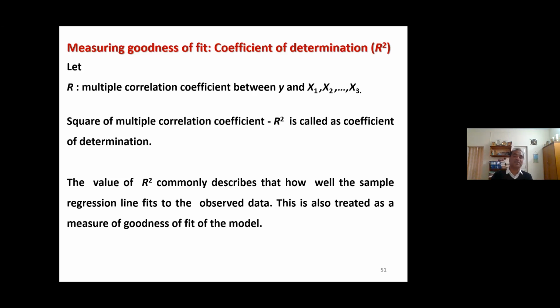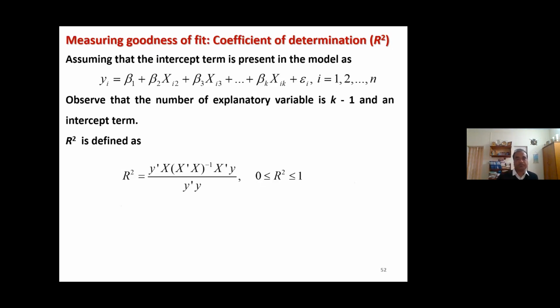Among users, this is more popularly called R square. The value of R square usually describes how well the sample regression line fits the observed data. This is also treated as a measure of goodness of fit of the model. Now, one very important aspect about this R square.